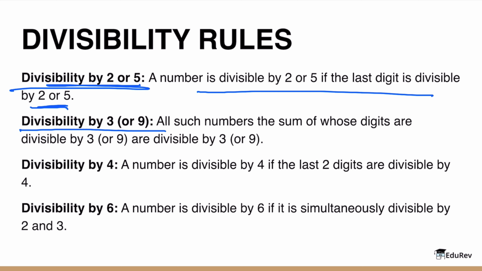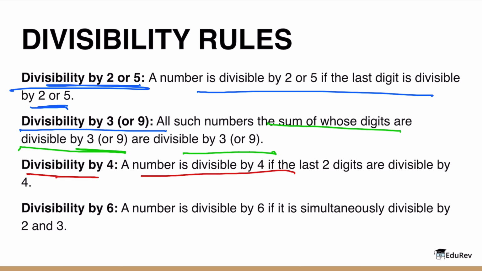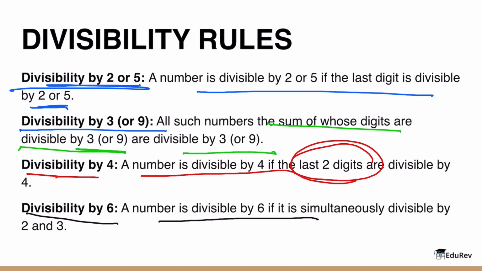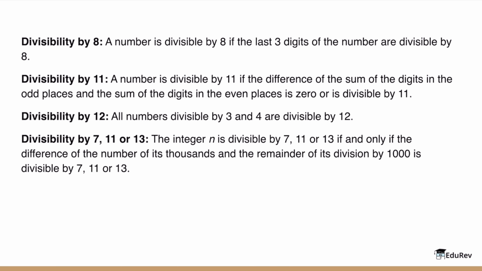Then what is the divisibility of 3 or 9? All such numbers, the sum of whose digits are divisible by 3 or 9, are divisible by 3 or 9. Then the divisibility of 4. Divisibility of 4 says a number is divisible by 4 if the last two digits are divisible by 4. Then divisibility by 6. A number is divisible by 6 if it's simultaneously divisible by 2 and 3. Next up is divisibility of 8. A number is divisible by 8 if the last three digits of the number are divisible by 8.